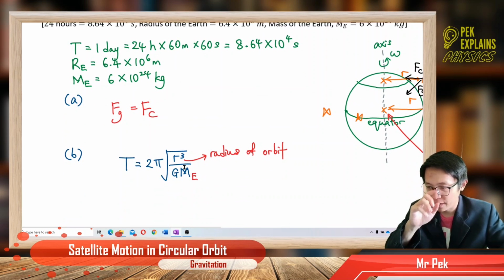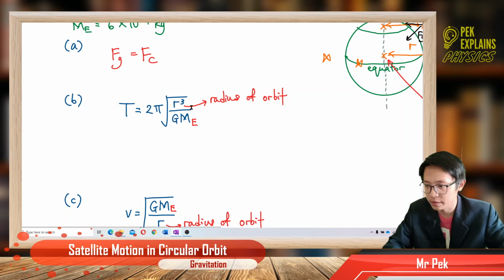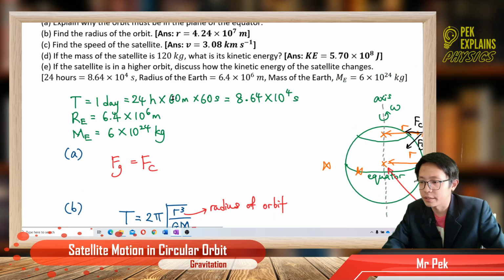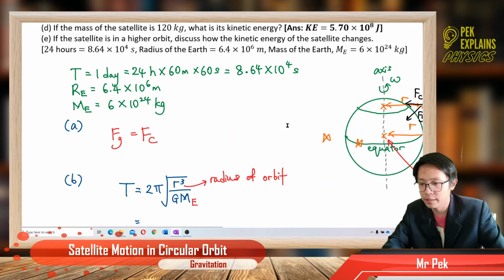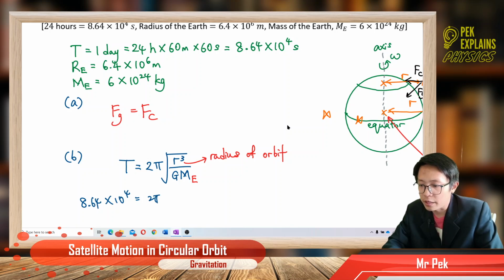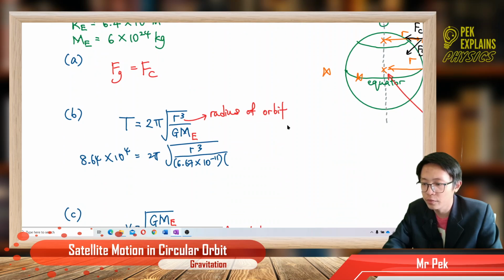So now let us find the radius of the orbit. This is the formula for period, and this is the mass of Earth. So substitute all the information we have. The period is 8.64 × 10^4 seconds, which is 24 hours. And then we want to find the radius. Okay, G is 6.67 × 10^-11. The mass of Earth is 6 × 10^24.